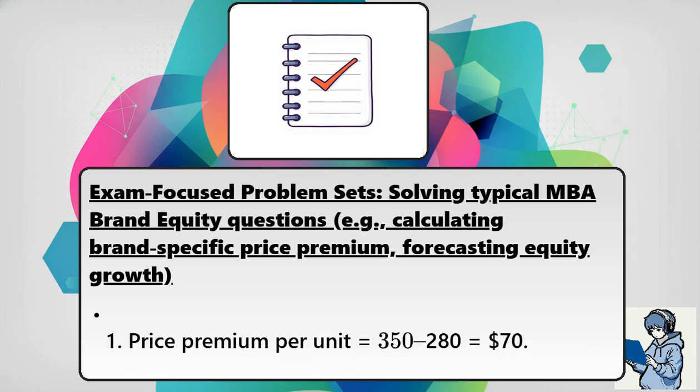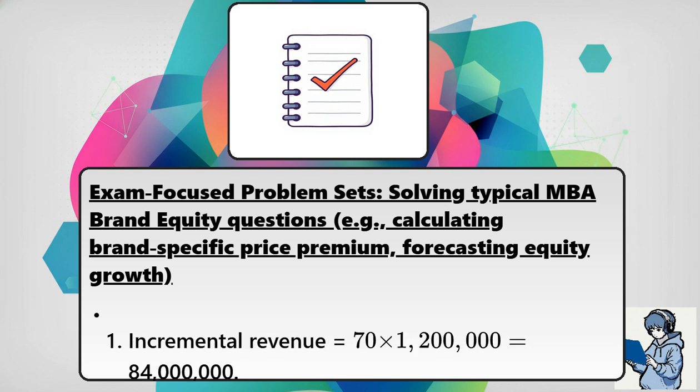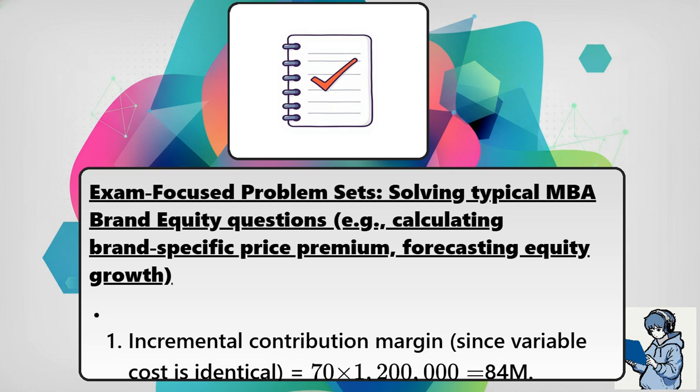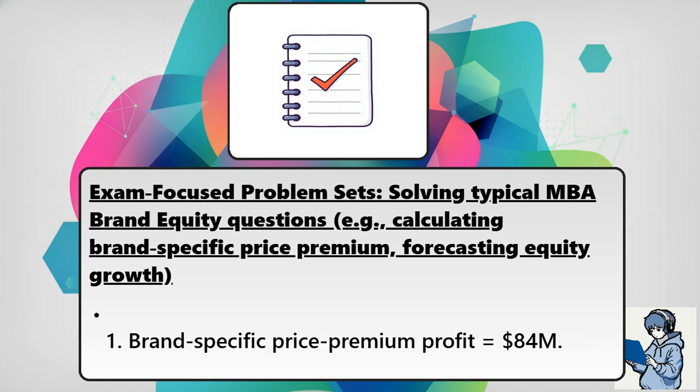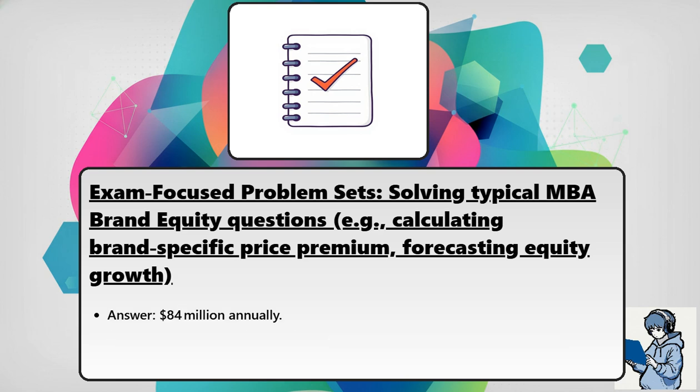Price premium per unit equals 350 minus 280 equals $70. Incremental revenue equals $70 times 1,200,000 equals $84 million. Incremental contribution margin, since variable cost is identical, equals $70 times 1,200,000 equals $84 million. Brand-specific price premium profit equals $84 million. Answer: $84 million annually. Problem 2 - forecasting brand equity growth (awareness index).